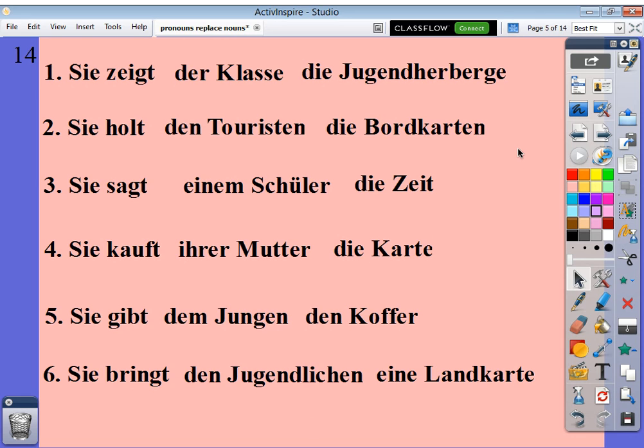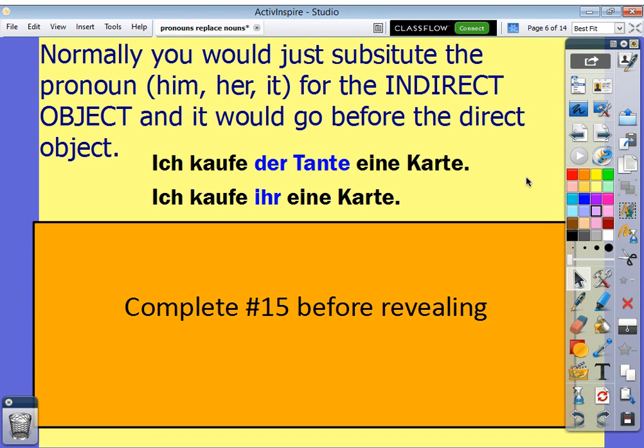Okay? So, normally you would just substitute the pronoun, him or her or it, for the indirect object, and it will go before the direct object. So, ich kaufe der Tante eine Karte becomes ich kaufe ihr eine Karte. Okay? Let's practice that in number 15.